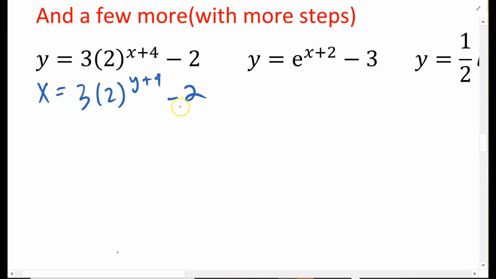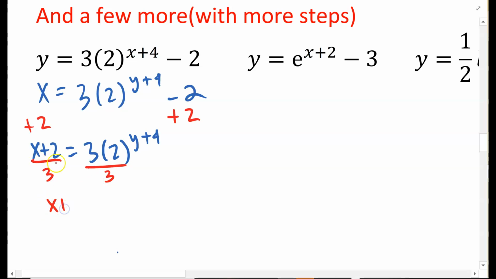So we're going to add 2 first. And I said add 2, but we would have subtracted 2 at the very end. So we're going to add 2 to both sides. That gives us x plus 2 equals 3 times 2 to the power of y plus 4. And so then we'll divide by 3.